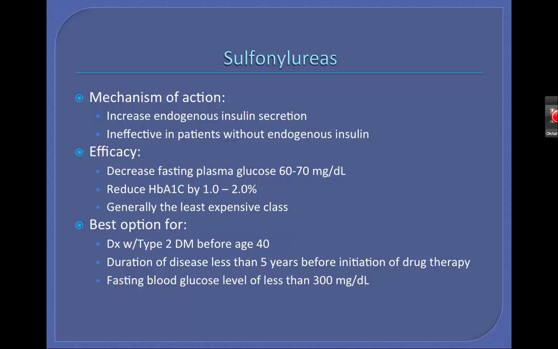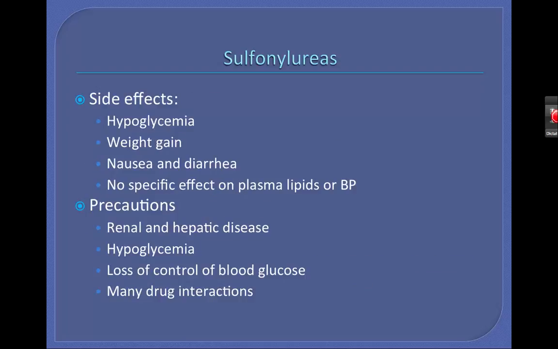If the duration of disease is less than 5 years before initiating drug therapy, and really a good choice if the fasting blood glucose level is less than 300. Side effects are hypoglycemia, weight gain, nausea, and diarrhea. It has no specific effect on plasma lipids or blood pressure. You want to be very careful and cautious in patients with renal and hepatic disease, hypoglycemia, loss of control of blood glucose, and sulfonylureas have many drug interactions.